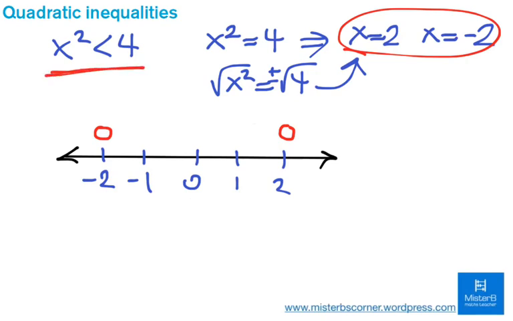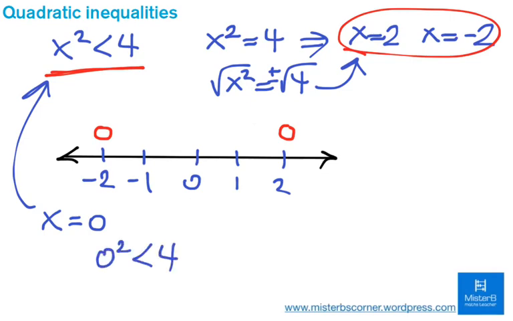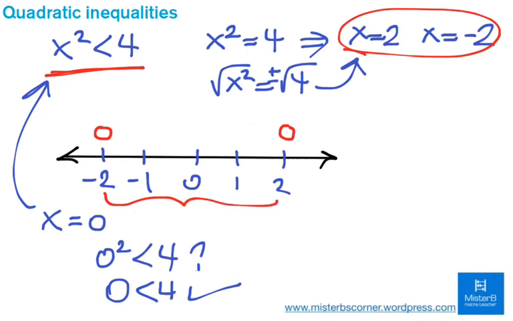Now let's consider x to be 0. Now if I substitute this into the inequality, it's going to be 0 squared less than 4, which we're checking at the moment, so we don't know yet. 0 squared is 0 less than 4, which is true. So actually the value 0 satisfies our inequality. This means the region where 0 is, which is actually here, this region, is the region where all the x values that satisfy the inequality lie, right? You can try another one if you want to.